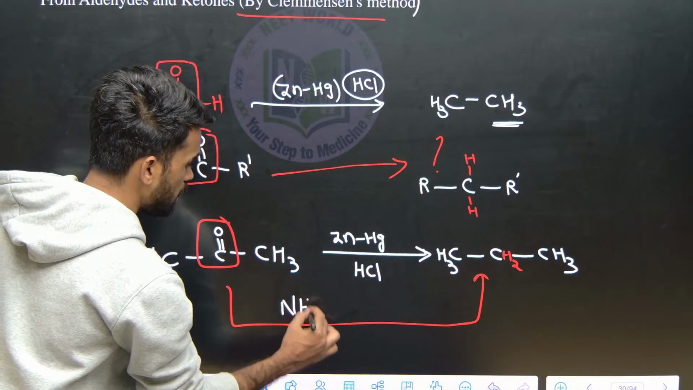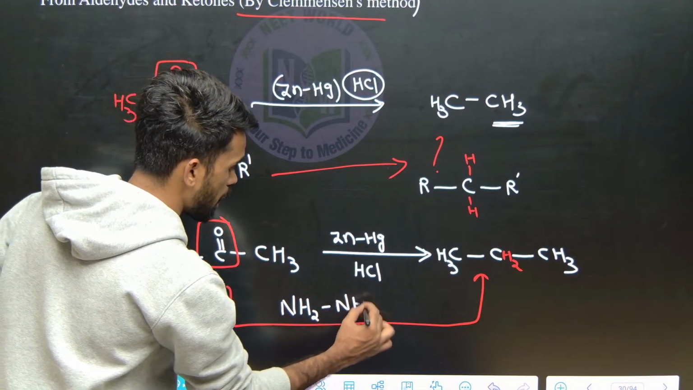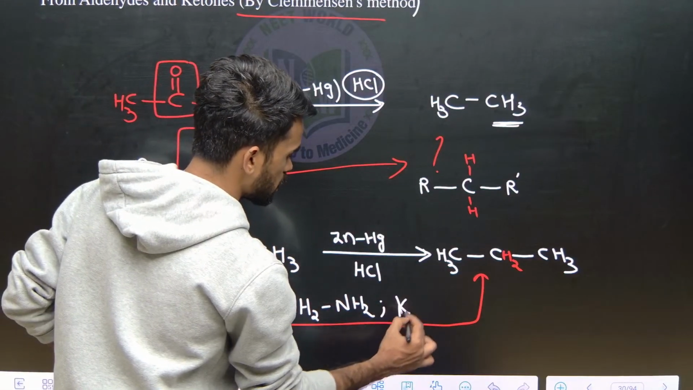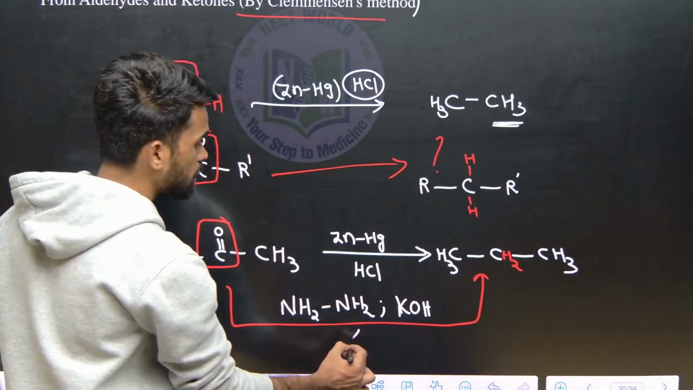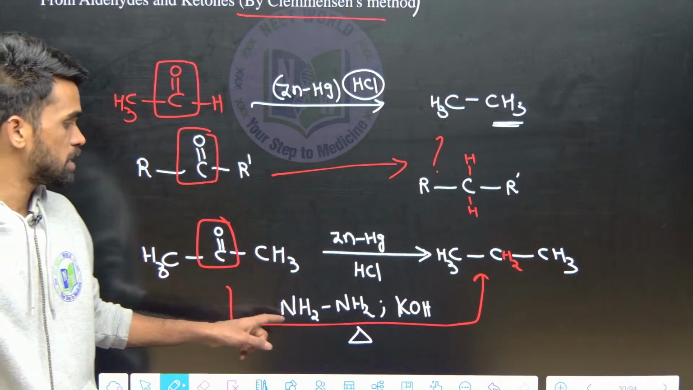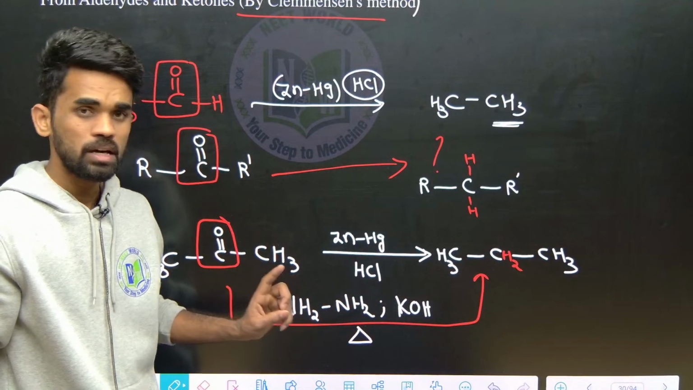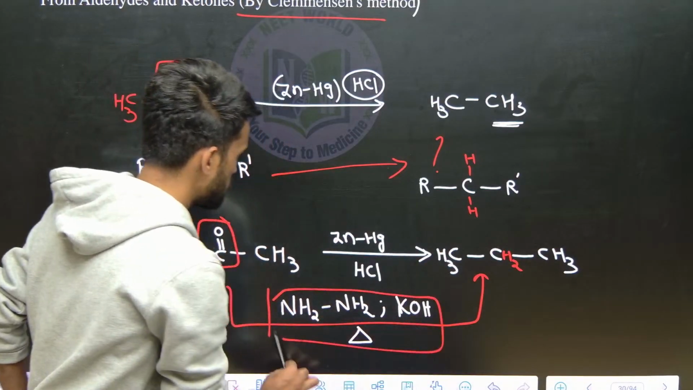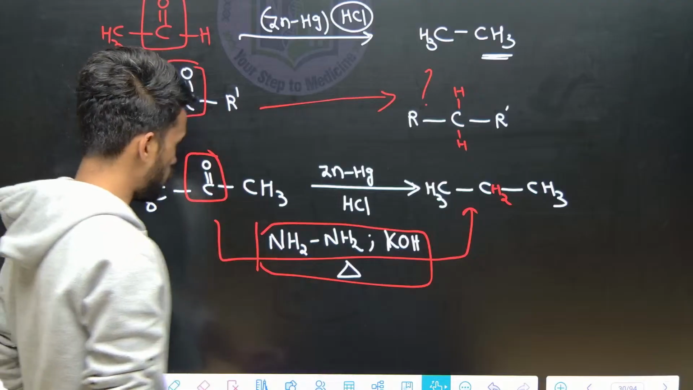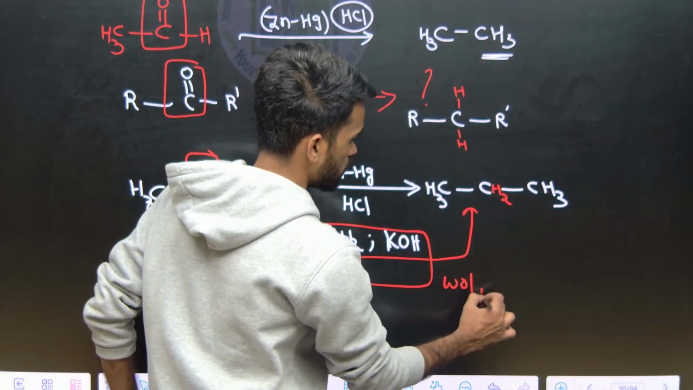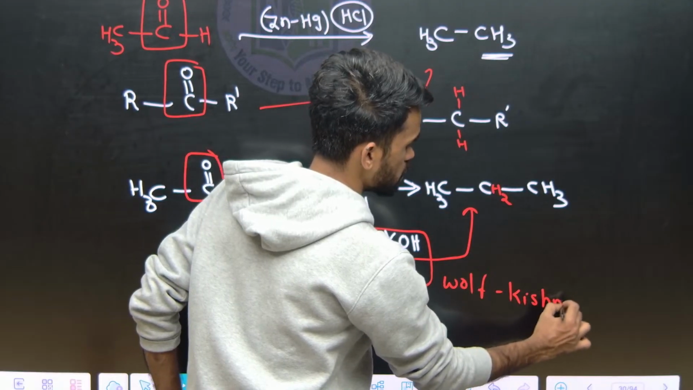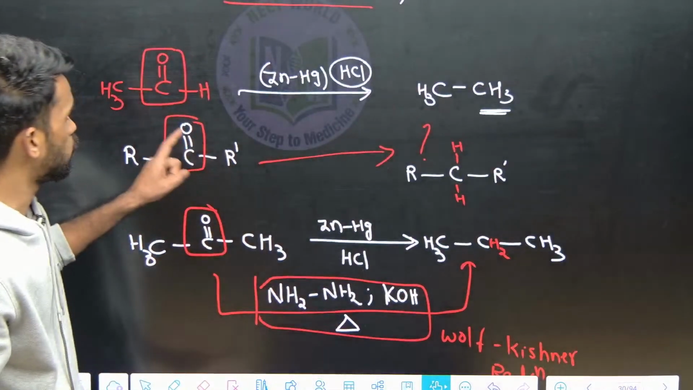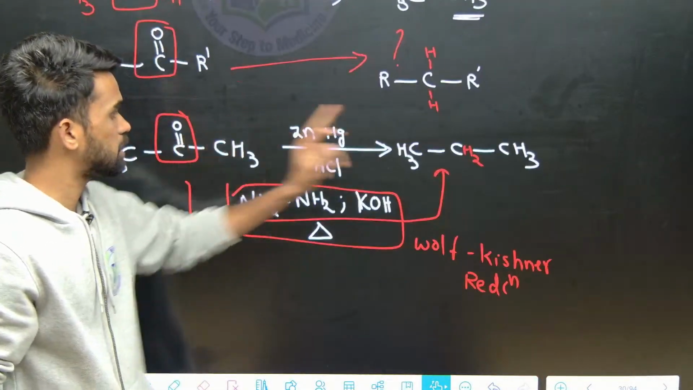hydrazine. Hydrazine, NH2NH2, is called hydrazine, in basic medium. What is that? KOH or NaOH is used here under heating condition. For this hydrazine and KOH under heating condition, this particular transformation is called the Wolff-Kishner reduction. The second transformation is called Wolff-Kishner reduction.